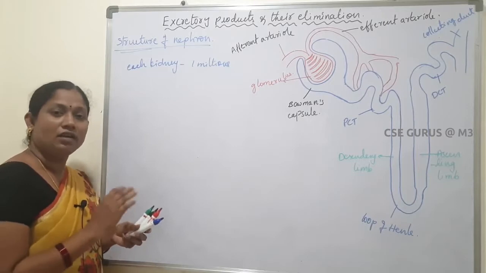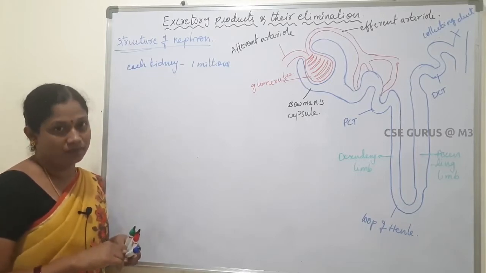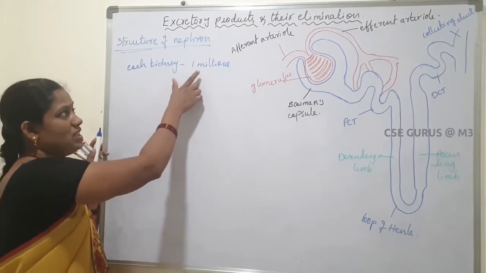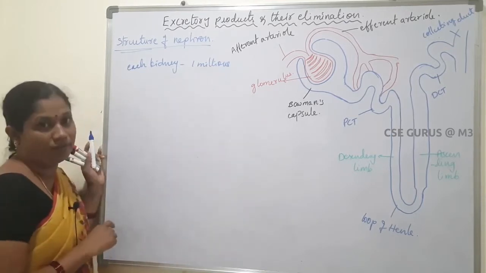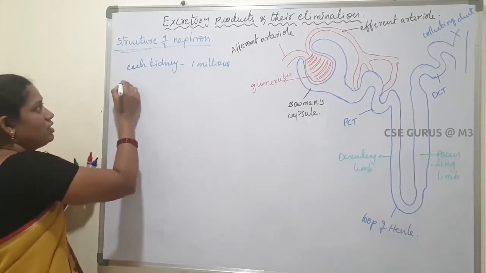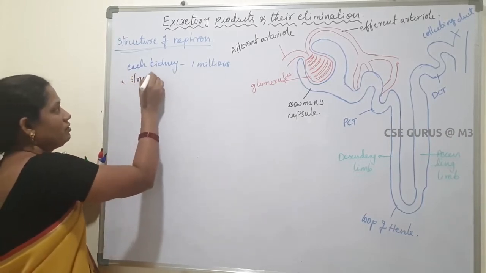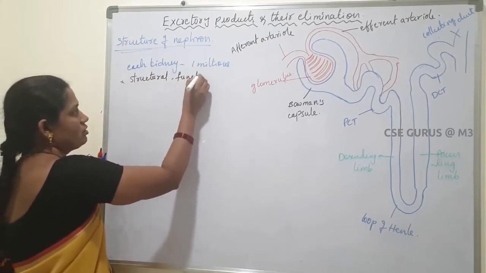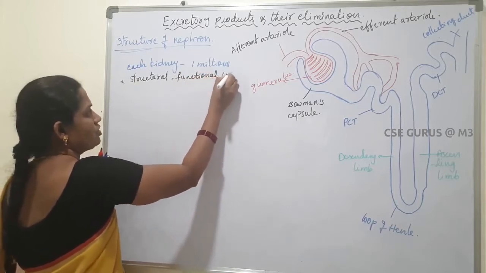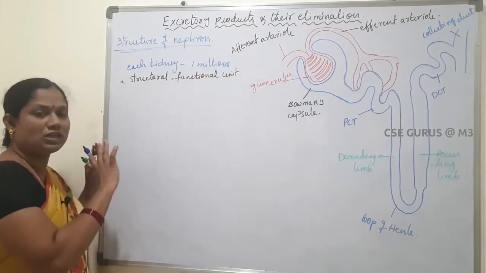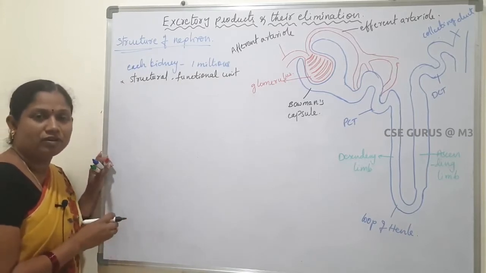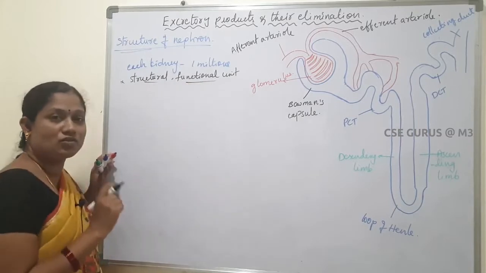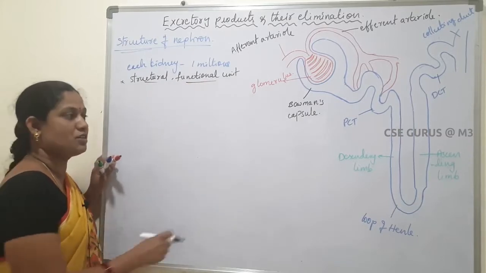We have already learned about the excretory system and kidney structure in a previous video. Each kidney has 1 million nephrons. The nephron is the structural and functional unit of the kidney, so the total kidney is made up of nephrons. Each nephron is a structural and functional unit, meaning the actual blood filtration process takes place in the nephron.